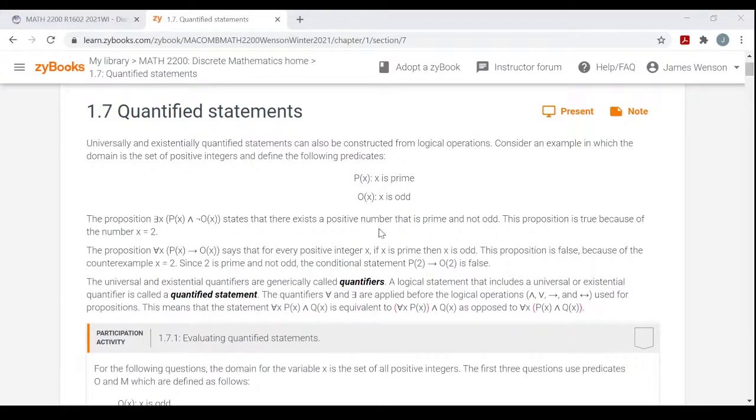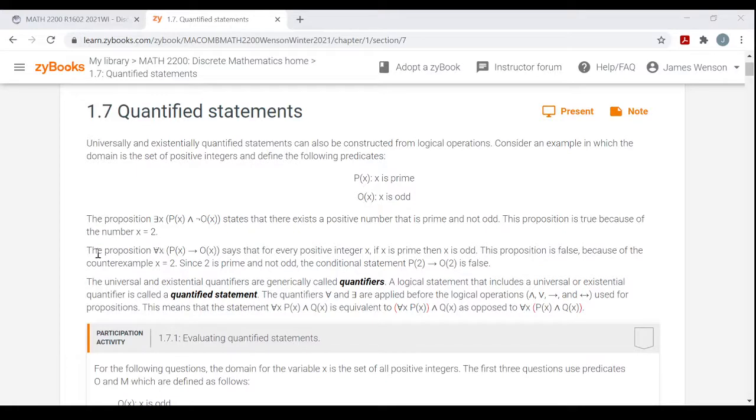The proposition is true because when x is 2, right? The number 2 is both prime and not odd at the same time. And that has proven this statement, right? It's a there exists statement. To prove an existential statement true, you only need to find one example, one value in the domain that makes it true.